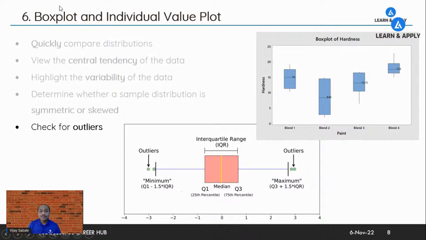We can use the individual value plot. We can also say it is a variation of the box plot, but in that we are using the individual values. The individual value plot is recommended when the sample size is less than 20. But if you have more than 20, please go for the box plot.